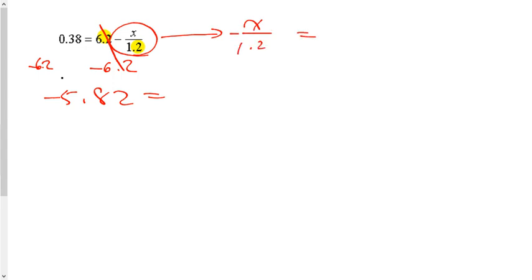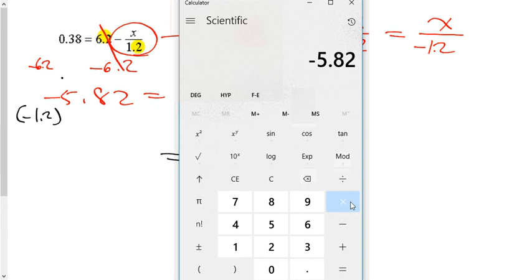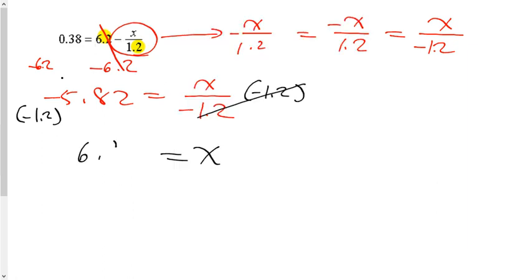Now keep in mind, this is what you have left, and you can write it as it's written, or you can put the negative sign in the numerator, or you can put the negative sign in the denominator. Since I am going to be isolating x, I am going to choose to put my negative sign in the denominator, because I'm going to multiply both sides by negative 1.2 to isolate for x, right? Take the number 5.82, which should still be in the calculator, multiply it by 1.2, and you get 6.984 as your x value.